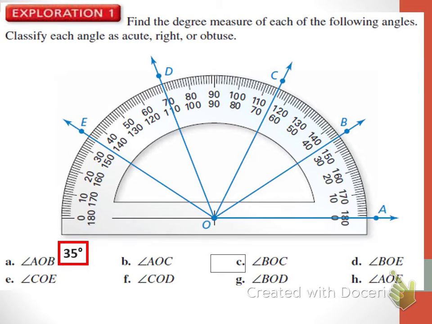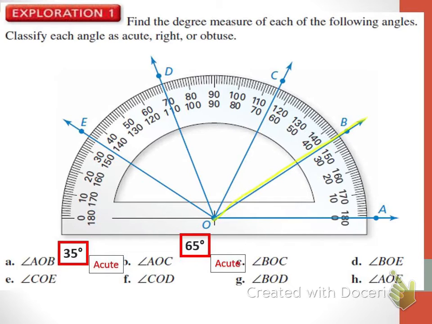What kind of angle is that? Acute, right, or obtuse? Acute. It is acute. Then we have AOC. It's the same idea. The bottom row is 0. So let's read the bottom row. So this ray OC is halfway between 60 and 70. So 65. So the distance from 0 to 65 is 65, which makes it acute.